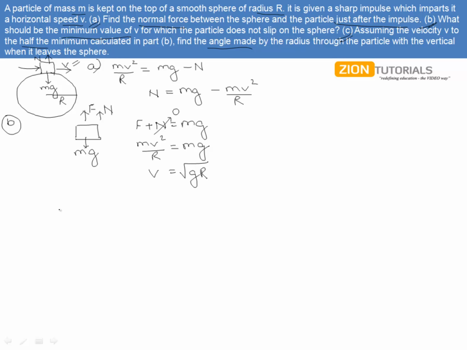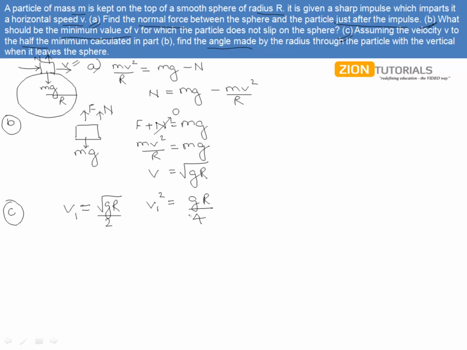Proceeding ahead with the C part of this question, in which they have given us the velocity half of the minimum calculated in part B, that is v by 2, and we need to find the angle. So let this velocity be v1, then it is under root gr by 2. So v1 square is actually gr by 4, right?